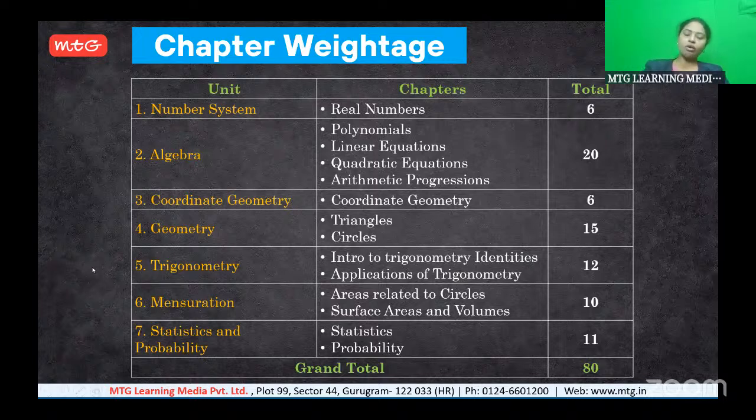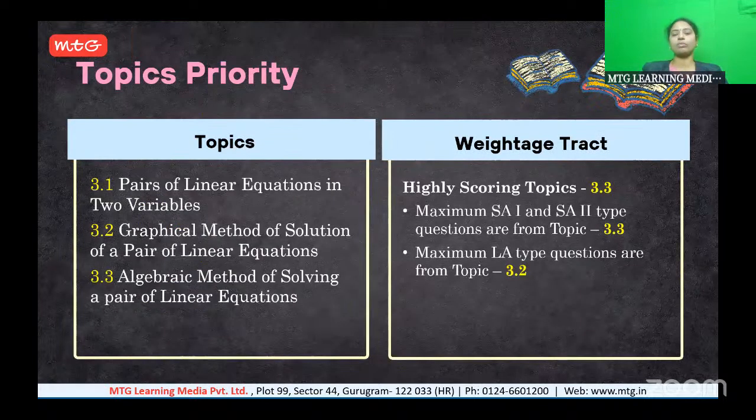Now let's look at the subtopics of this chapter. First and foremost, we are understanding what a pair of linear equations in two variables is. Then we will see how to make the graphical representation of these types of equations. Later, we will see how to solve these linear equations. These are the three topics that we are going to study in this chapter.